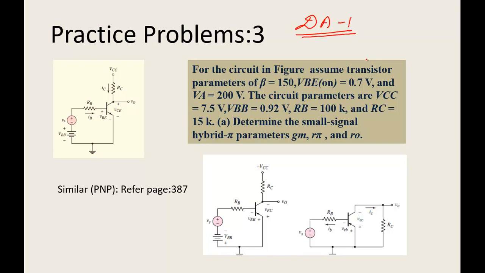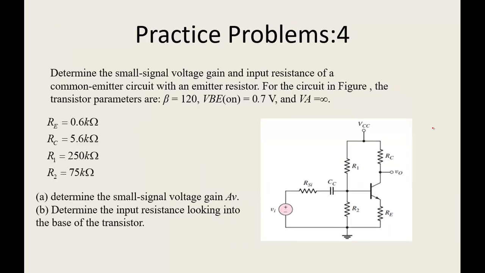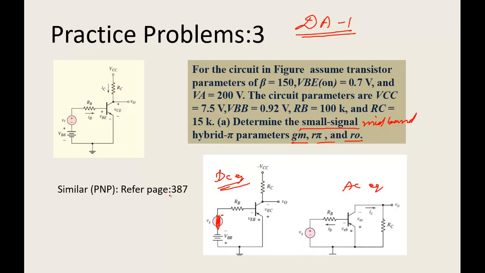Very simple one, similar to one we have seen earlier. So this is basically the AC equivalent, and if you short this one, obviously it becomes the DC equivalent. They are asking you to find out the small signal gain. Small signal gain means again it's mid band: small signal gain, GM, R pi and R naught. This is basically a PNP transistor.